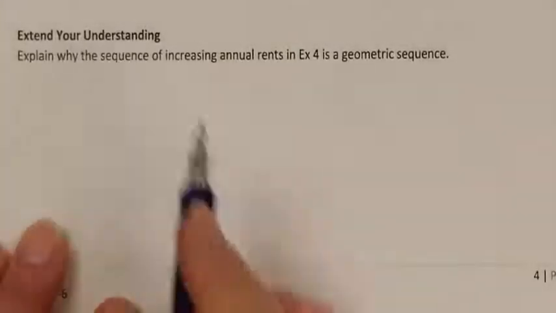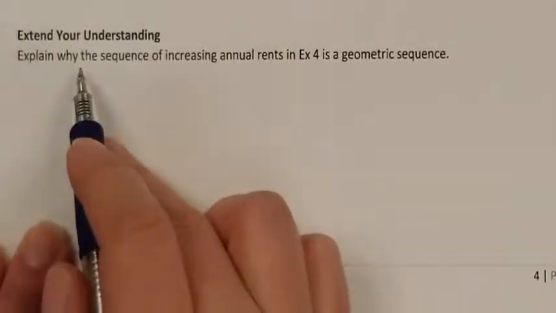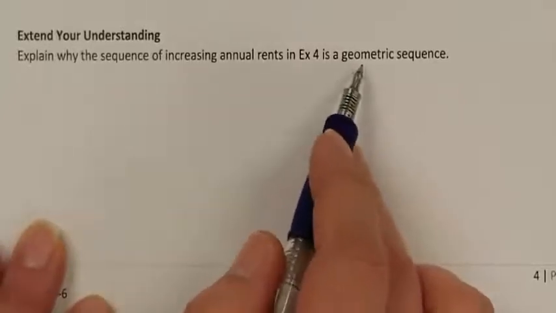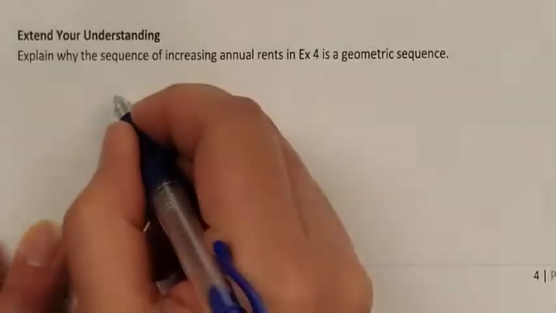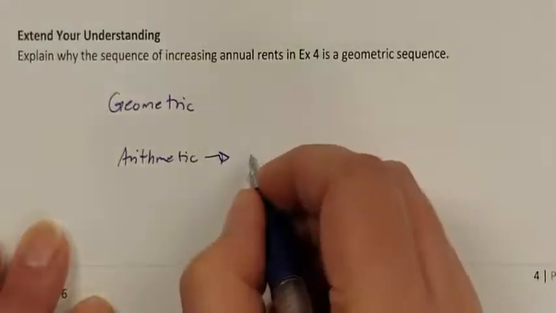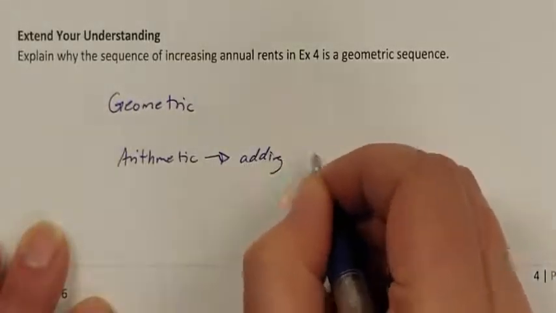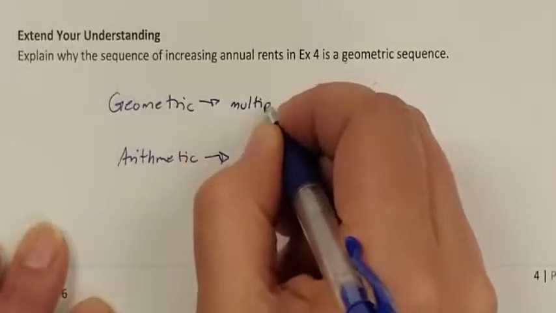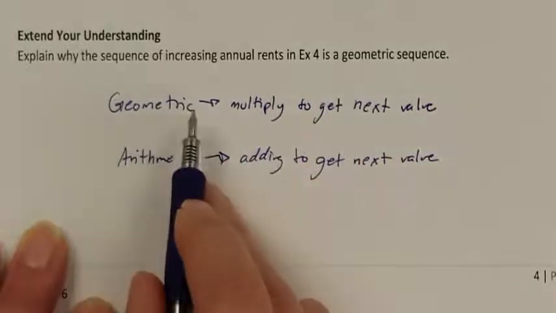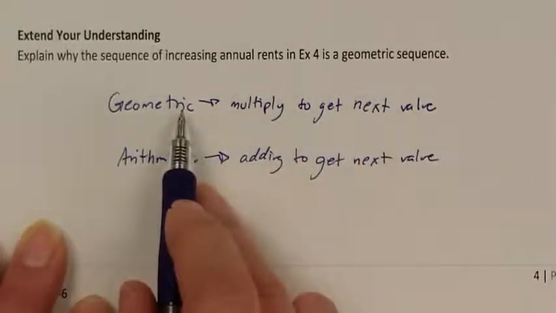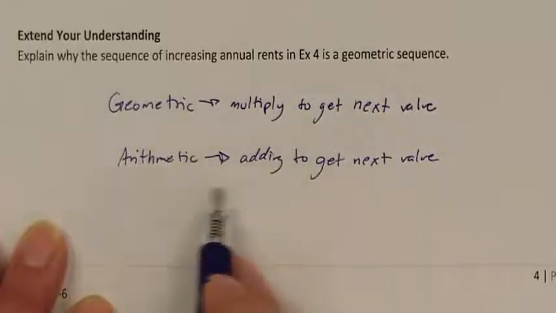Now let's extend your understanding. Explain why the sequence of increasing annual rents in example 4 is considered a geometric sequence. So there's both arithmetic and geometric. Arithmetic sequence says that you are adding to get to the next one. Geometric says that you are multiplying to get to the next one. So if you increase at a percentage rate, you are geometric. If you increase by a flat rate every single time, you are arithmetic.